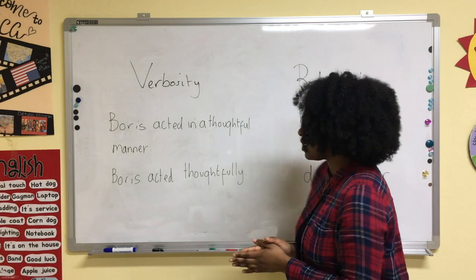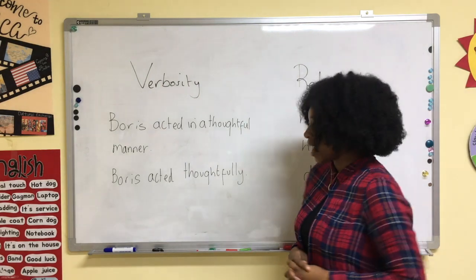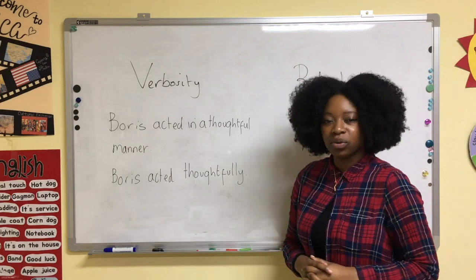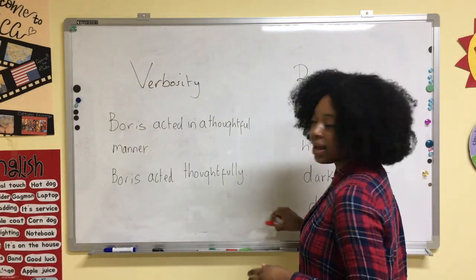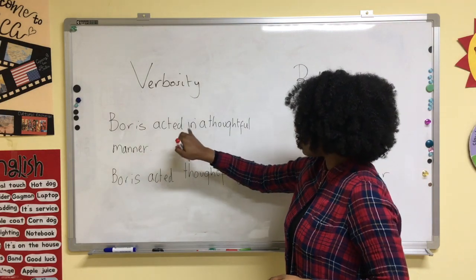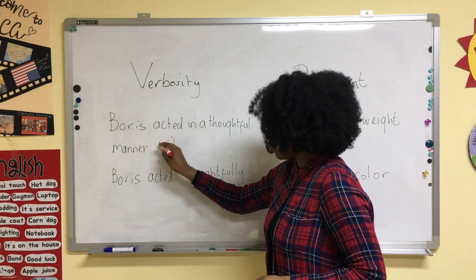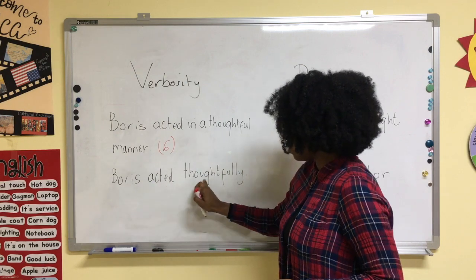So I have a sentence example here. Boris acted in a thoughtful manner. Boris acted thoughtfully. Let's count how many words we are using, okay? 1, 2, 3, 4, 5, 6. 6 words. 1, 2, 3.